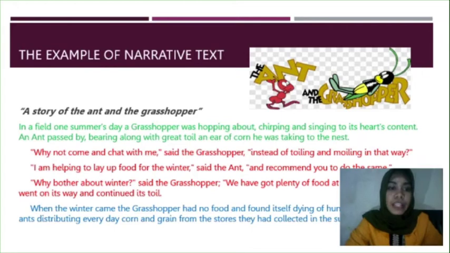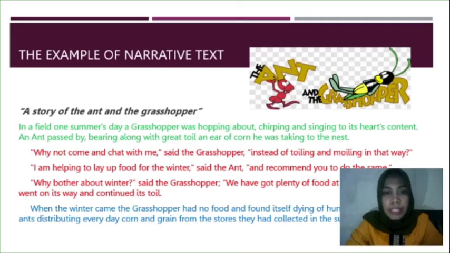The example of narrative text. A story of the ant and the grasshopper. In a field on a summer day, a grasshopper was hopping about, chirping and singing to its heart's content. An ant passed by, bearing along with great toil an ear of corn he was taking to the nest.